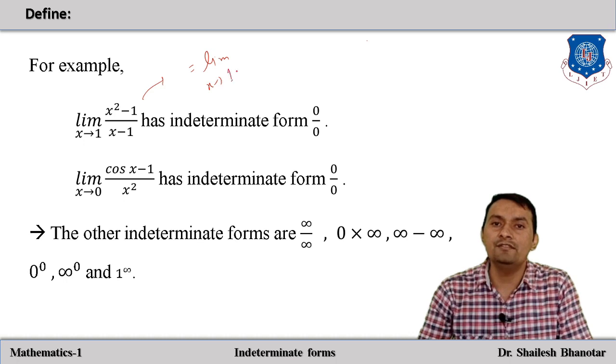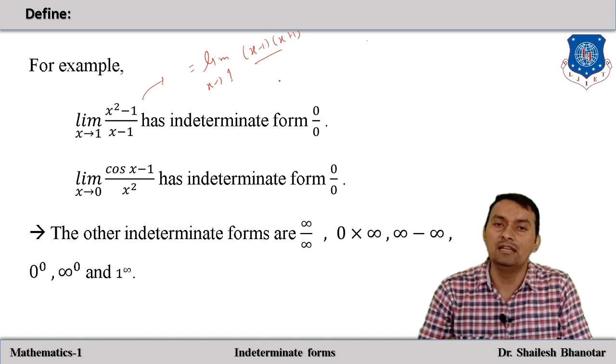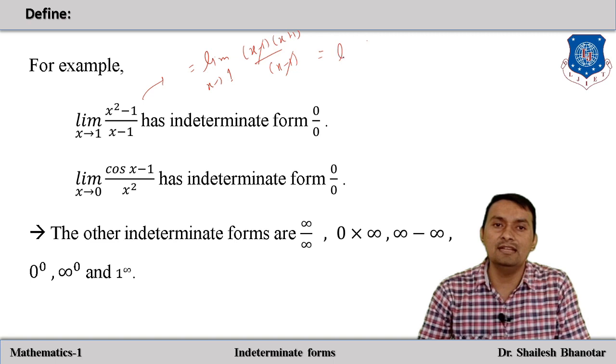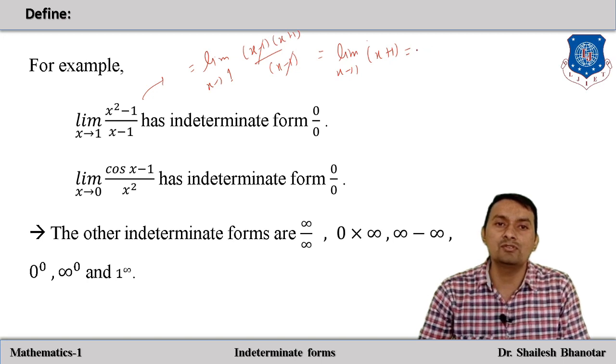In that case, we first consider the factors of the numerator as well as the denominator. The numerator factors as (x minus 1) into (x plus 1), and the denominator contains x minus 1. So x minus 1 will be cancelled out. After that we get the limit as x tends to 1 of (x plus 1). Now if we put x equal to 1, our answer is exactly 1 plus 1, which is 2. That is the final answer. But directly we are not able to conclude what the answer will be.